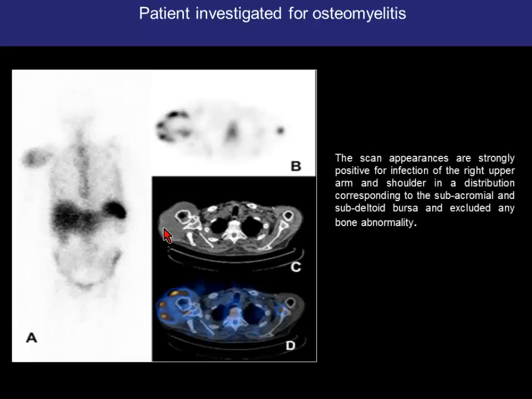So scan appearances are strongly suggestive of infection of the right upper arm, corresponding to the subacromial and the subdeltoid bursa. And the main question, the clinical question, was whether the patient had osteomyelitis. In this case, there is no osteomyelitis, it was just a soft tissue infection.